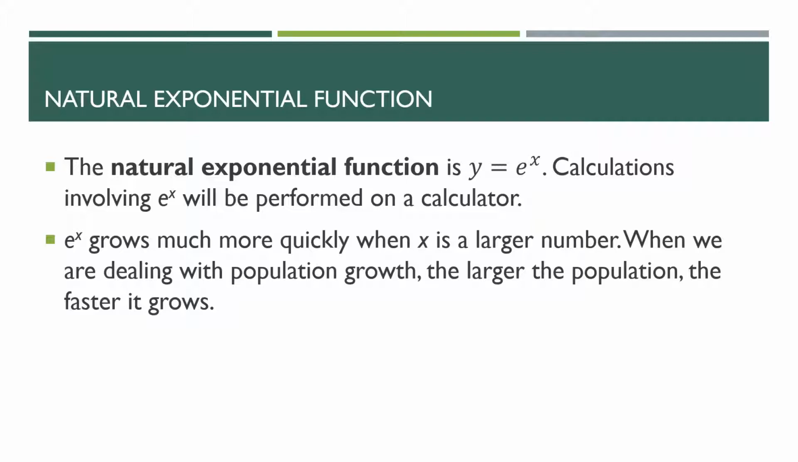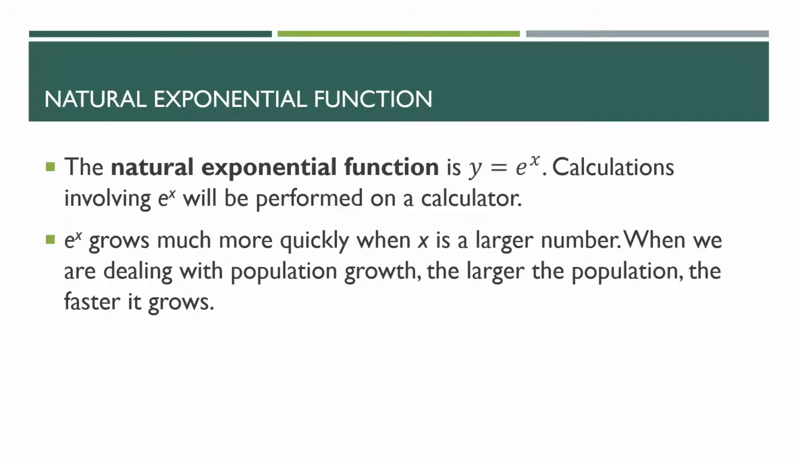This exponential function is used to describe population increases, so increases in populations in a city, or it could be populations of animals in a rainforest, or animals in a state park. So it's used to describe a lot of naturally occurring phenomenon. And it says e to the x grows much more quickly when x is a larger number. If you have a big number in there like e to the 100, that's going to grow really fast.